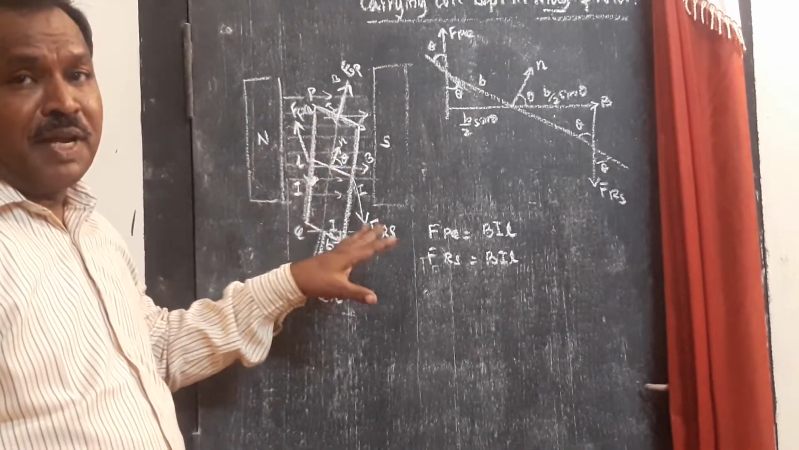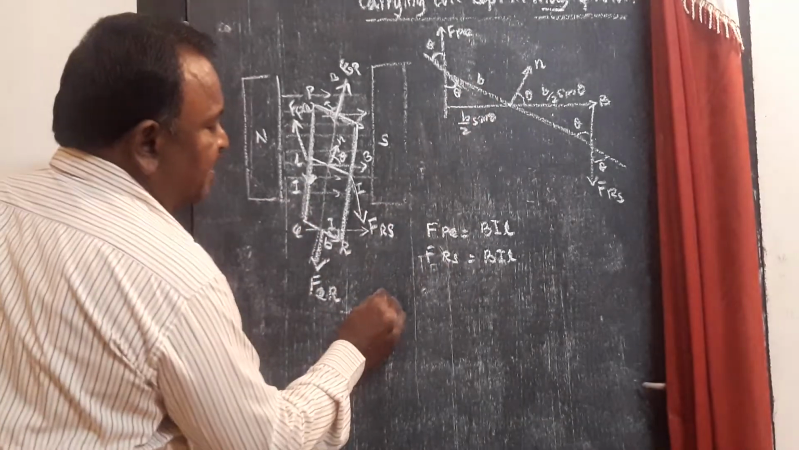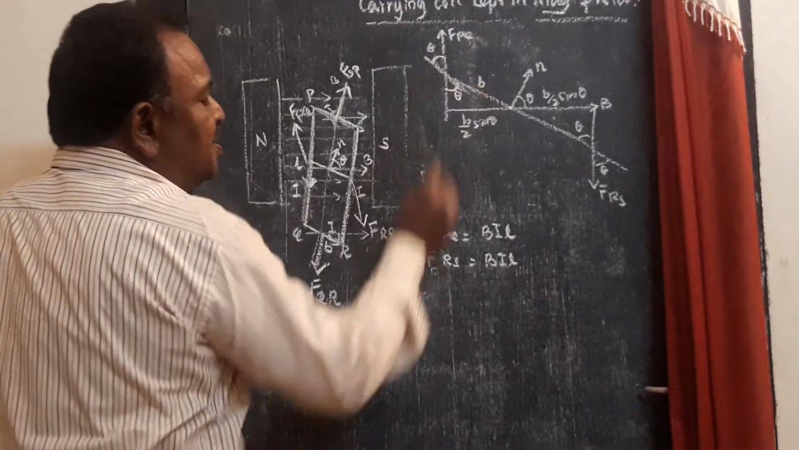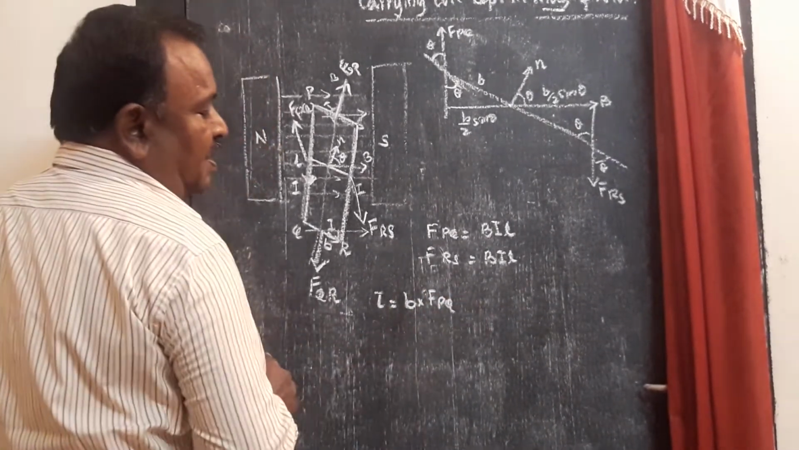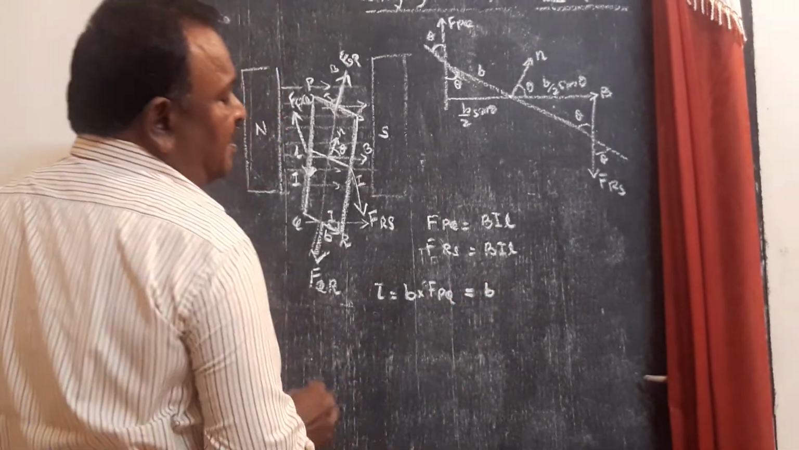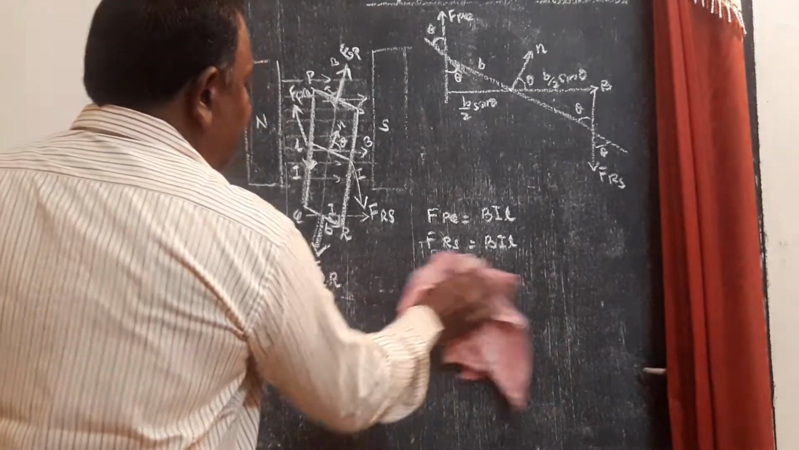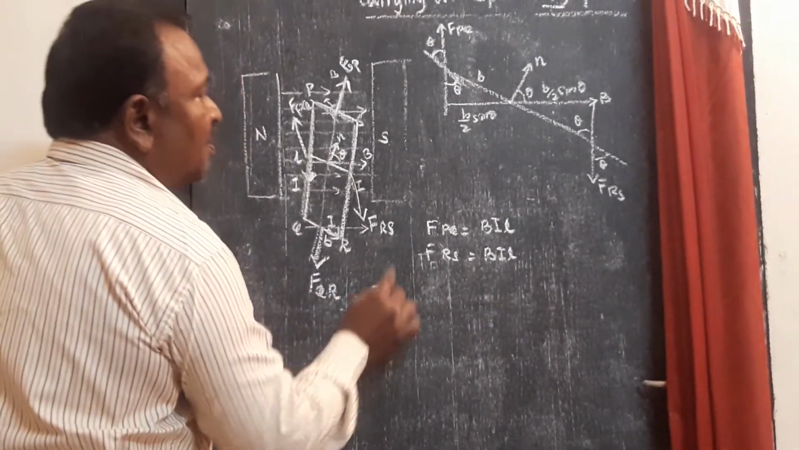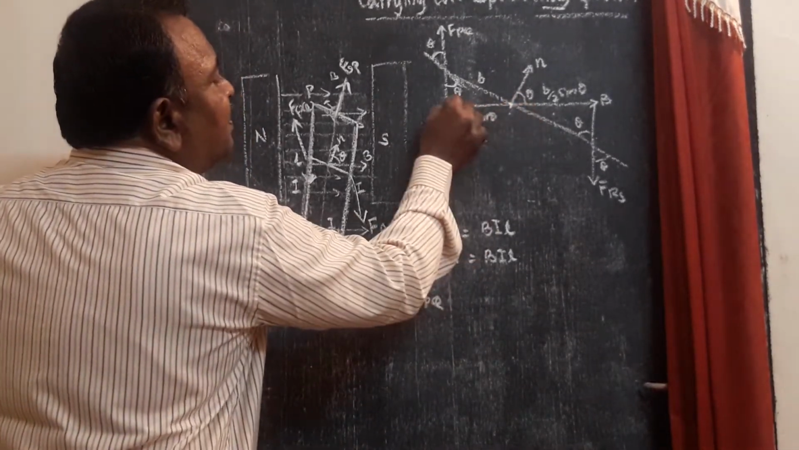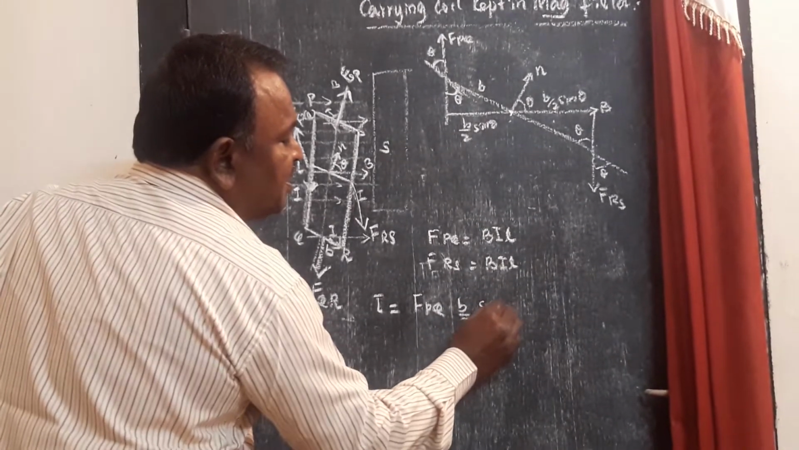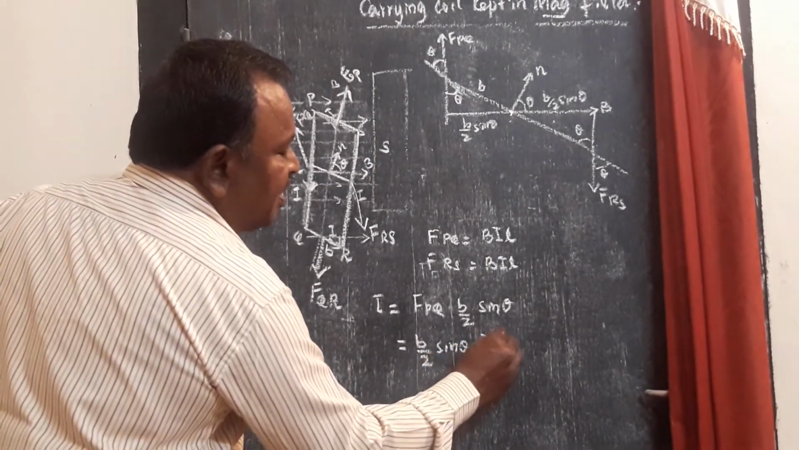The rotating effect of a couple is obtained by finding the moment of the couple, and the moment of a couple is called torque. So torque about this axis AB is given by tau equal to one of the forces, FPQ, into the perpendicular distance. Moment of couple is equal to force into perpendicular distance. The force is FPQ and the perpendicular distance is this distance, which is B by 2 sin theta. So that is equal to B by 2 sin theta into BIL.